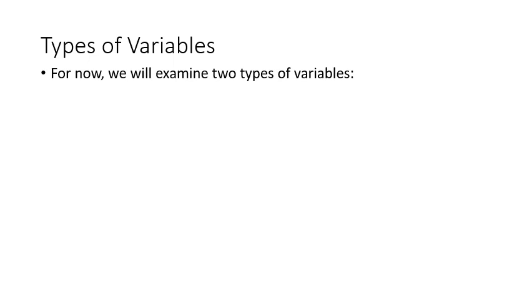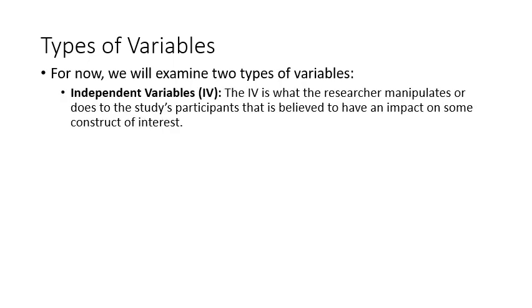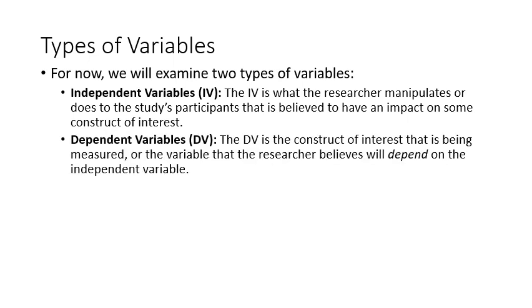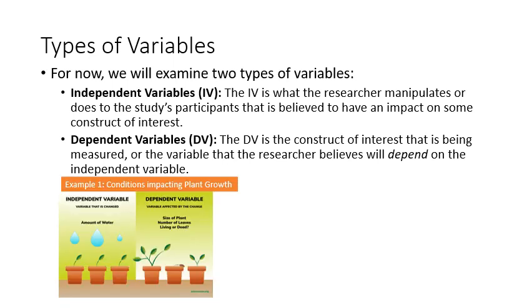For now, we're going to talk about two types of variables that we're going to work with at this juncture. The independent variable we call the IV, and that's what the researcher manipulates or does to the study's participants. That's believed to have an impact on some construct of interest. And if these words didn't make great sense, just hold on and we'll give some examples. And the dependent variable, or DV, is the construct of interest that's being measured, or the variable the researcher believes will depend on the independent variable. So let's look at some examples now.